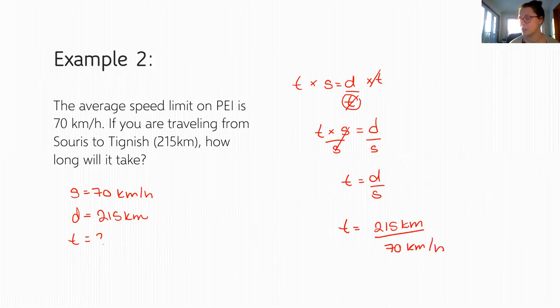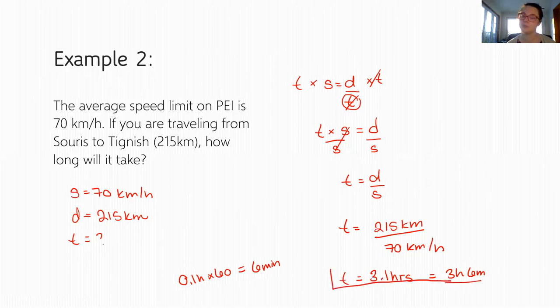Notice kilometers and kilometers. We have hours in for time, so we will get hours out for time. And you will get 3.1 hours. Now, if you wanted to turn that into hours and minutes, you would take 0.1 hours times 60 minutes, which gives you 6 minutes. So you'd have 3 hours and 6 minutes to drive. That's how long it would take. Nice, easy calculation.